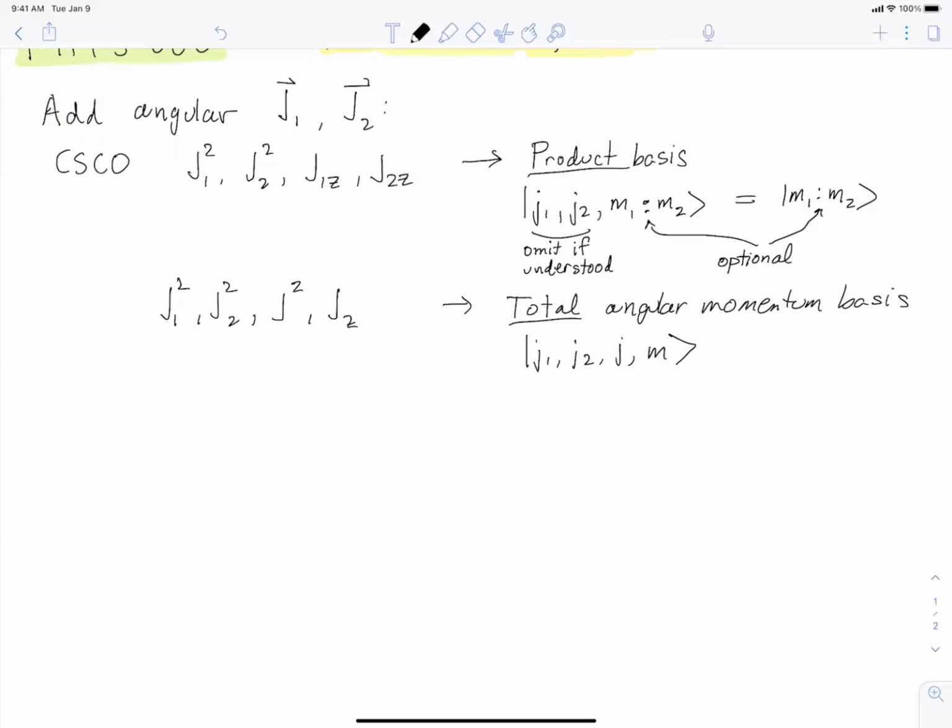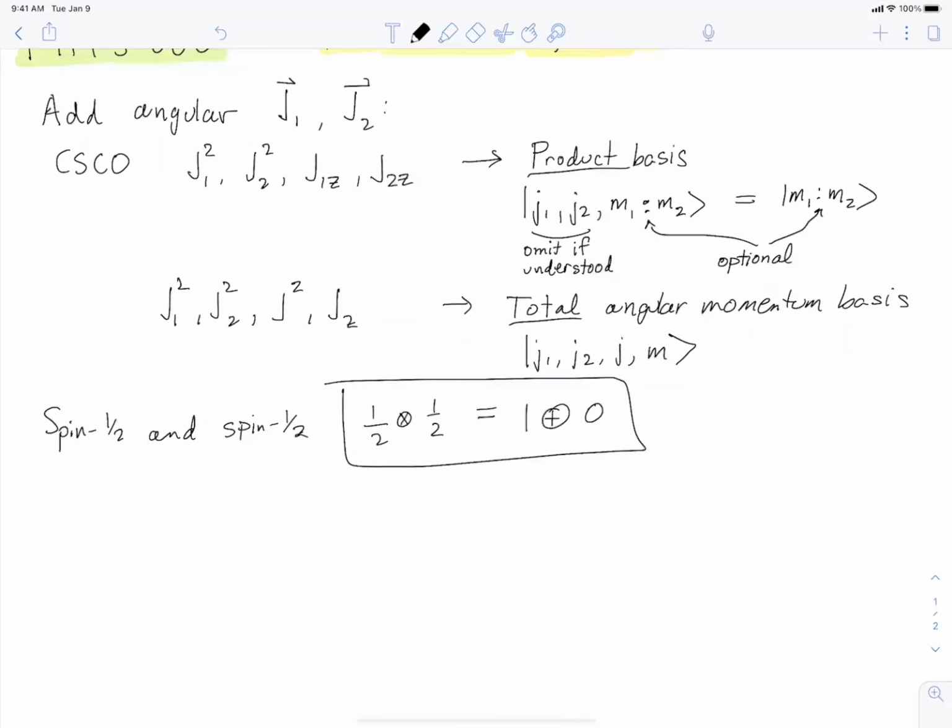All right, so then we did the example where J1 and J2 were both spin 1/2. So if we add together two spin 1/2 operators, we can write the result as 1/2 tensor product 1/2 gives a total of either 1 or 0. So that's how we write this. The left-hand side corresponds to the product basis. This is J1, this is J2. And these two things are both J.